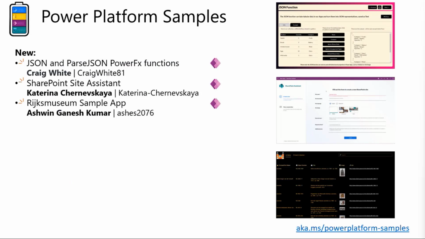Thanks, David. We have some cool new Power Apps samples to highlight here. So Craig White has a JSON and ParseJSON Power Fx function application. So this shows you how you can use those Power Fx functions to be able to handle JSON inside of your apps. We have Katerina, who has a SharePoint Site Assistant Power Apps canvas app. And then we have Ashwin, who has a Rijksmuseum sample application, which shows how to use the Rijksmuseum Independent Publisher Connector inside of your Power Apps application. So great new samples from our community members.